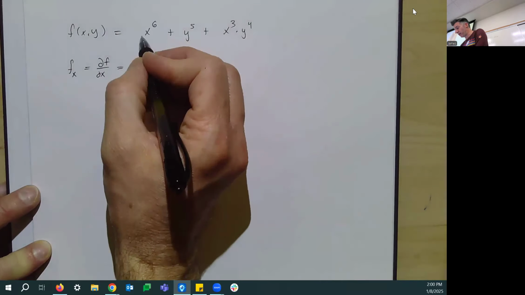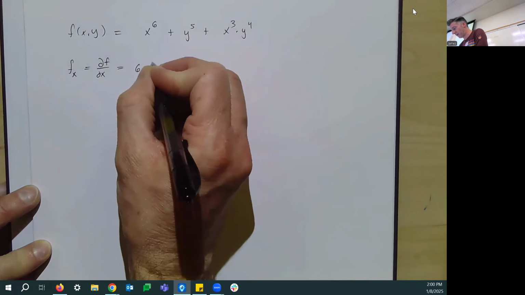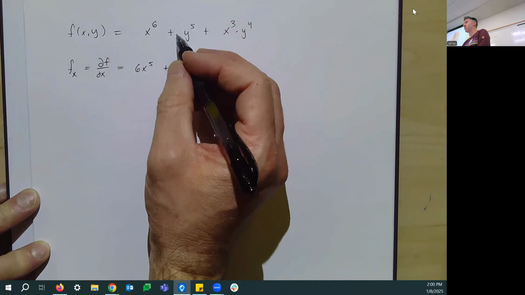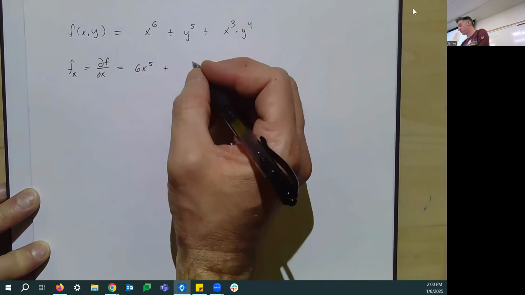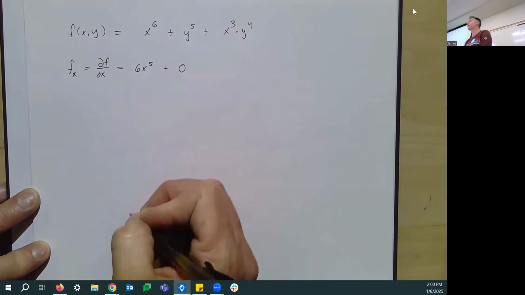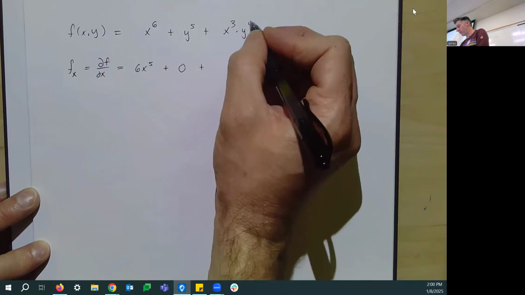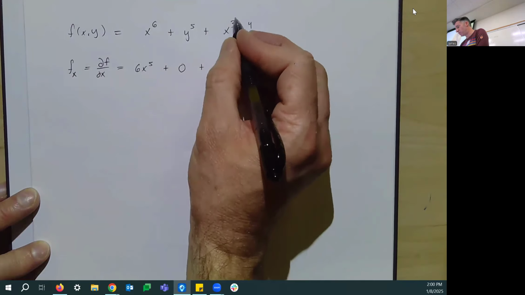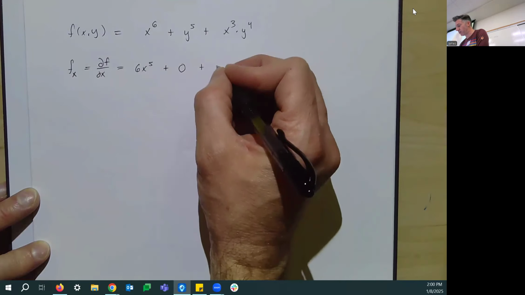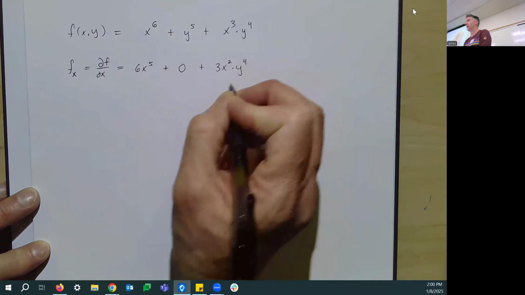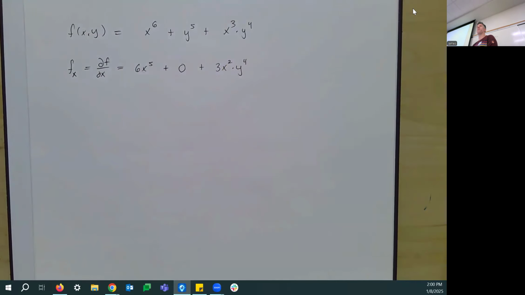So the derivative of x to the 6th is 6x to the 5th. The derivative of y to the 5th, well, y is a constant, y to the 5th is still a constant, and the derivative of a constant is 0. And then for x cubed times y to the 4th, that's a constant multiple. The derivative of x cubed is 3x squared, so we get 3x squared multiplied by this constant that just hangs out. That's very briefly an intro to partial derivatives.